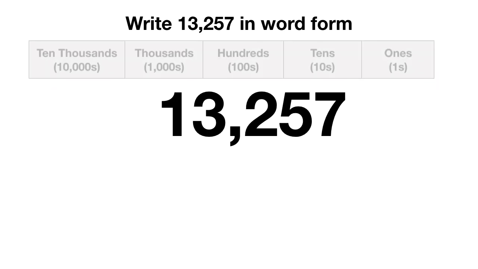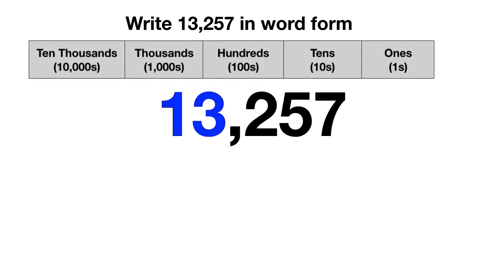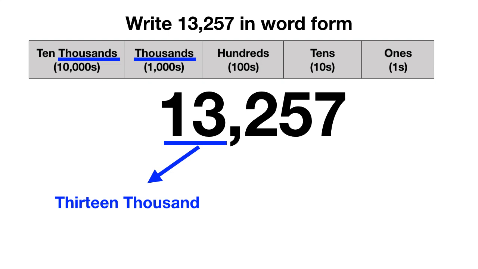In 13,257, we will start by looking at the 1 and the 3 together. The reason we do this is because while they are in different place values, both of them are called thousands. So we can read the 1 and the 3 just as 13 and write it as 13,000. Next, we can add our comma and then keep moving.